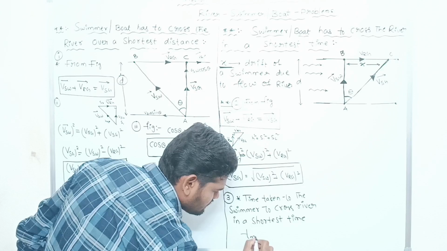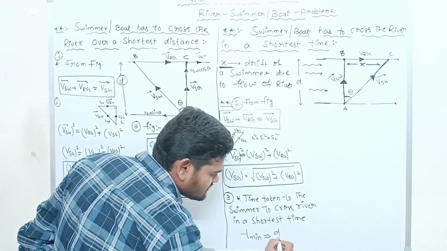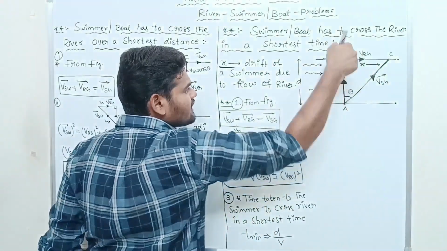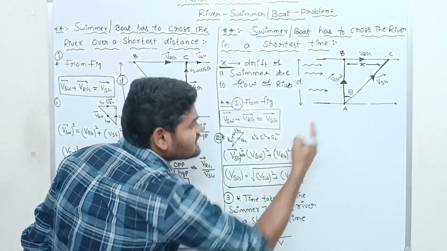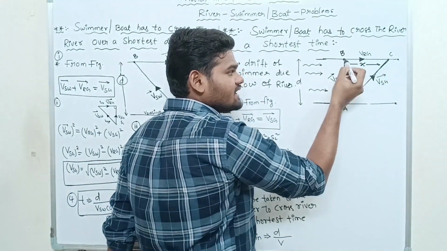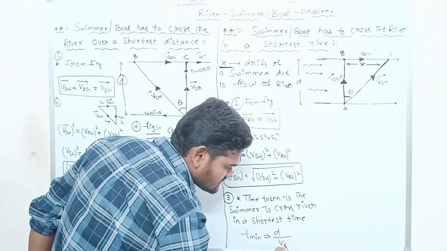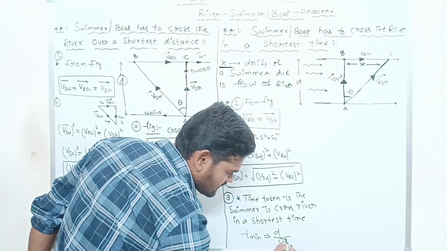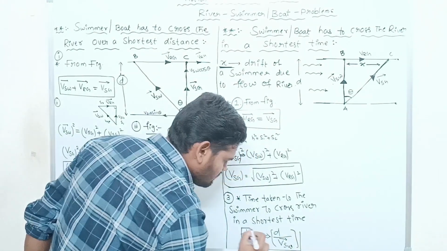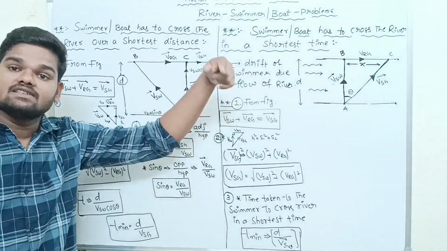So t minimum is equal to what? T minimum is equal to distance by the perpendicular component of velocity. The perpendicular component of velocity for the velocity of river with respect to ground is what? Velocity of swimmer with respect to water. So this gives what? T minimum to cross the river for the swimmer.